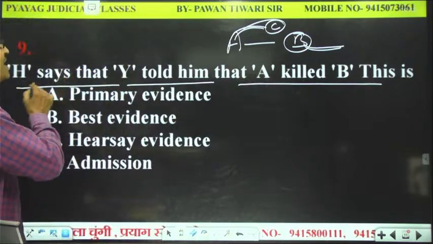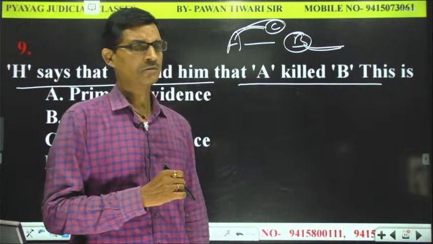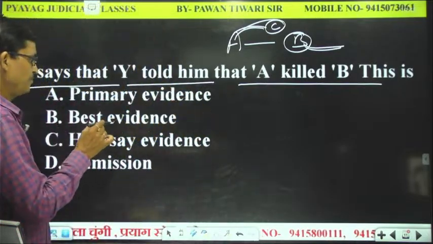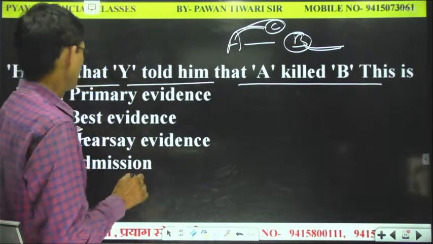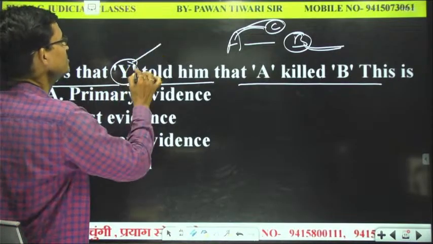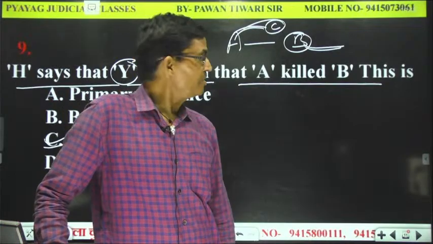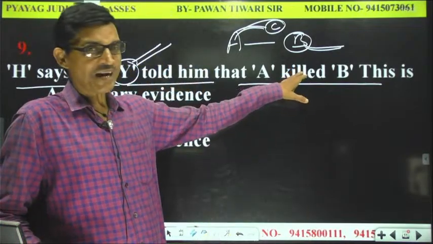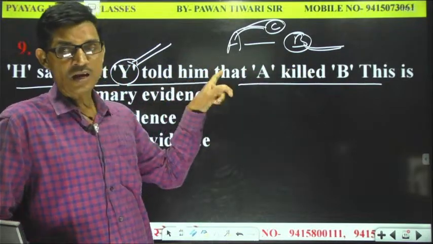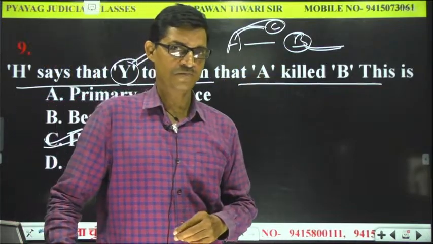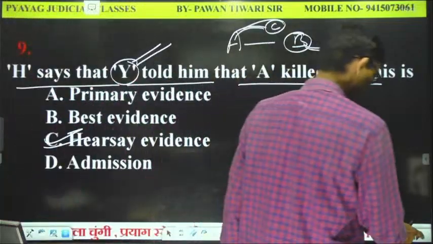So, evidence produced by B shall be regarded as hearsay evidence. Here, X says that Y told him that A killed B. This is hearsay evidence because if Y produces evidence regarding this fact, evidence produced by Y in the court shall be called hearsay evidence. Okay? Next question.